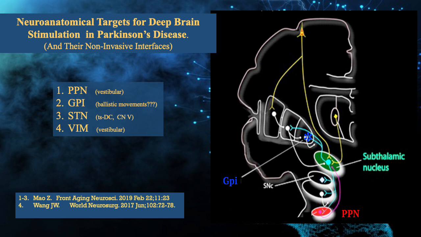This slide will examine the neurological targets for deep brain stimulation in Parkinson's disease. We'll also touch on the potential of non-invasive methods to activate these same deep brain targets. Please direct your attention to the illustration on the right side of the slide. You'll see the subthalamic nucleus highlighted in light green, the pedunculopontine nucleus in red, and the globus pallidus in blue. These three areas are the primary targets for deep brain stimulation, as indicated by Mayo and Wang at the bottom of the slide.